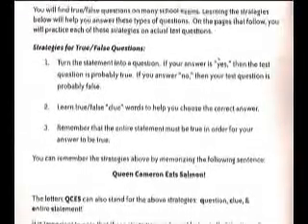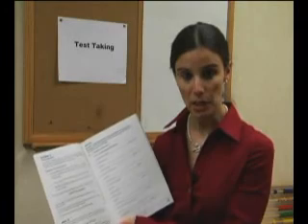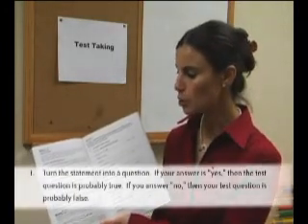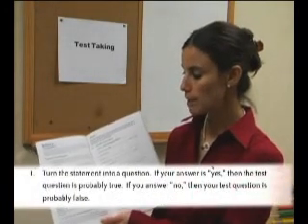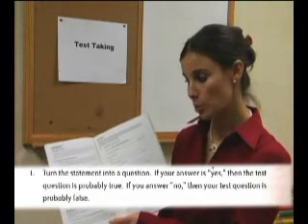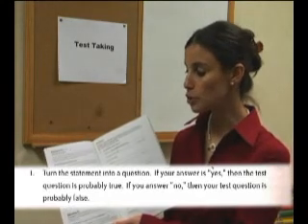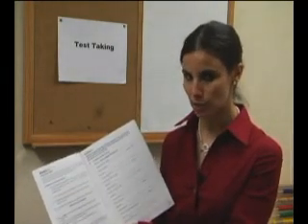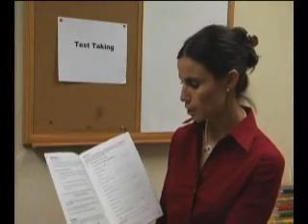Let's start with Section 1, which teaches strategies for true-false tests. There are 3 different strategies that are introduced in this section. Strategy 1 tells us to turn the statement into a question. If your answer is yes, then the test question is probably true. If you answer no, then your test question is probably false. Let's take a look at some practice exercises with this particular strategy.